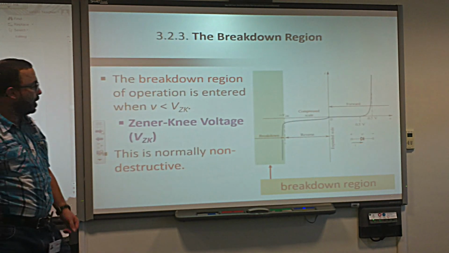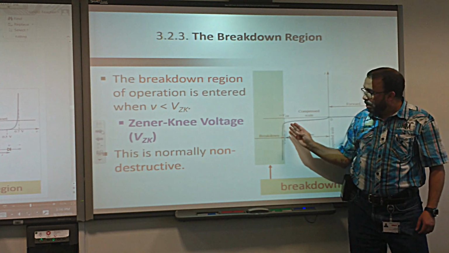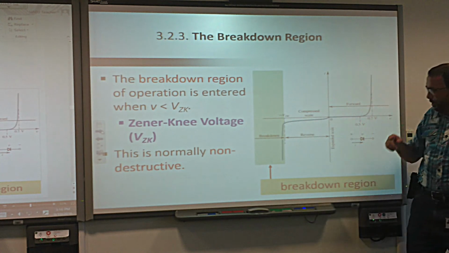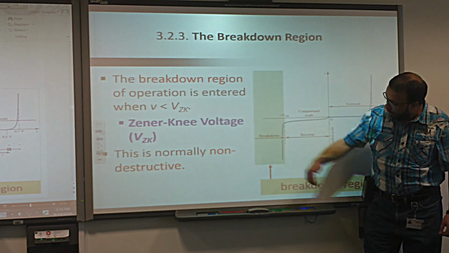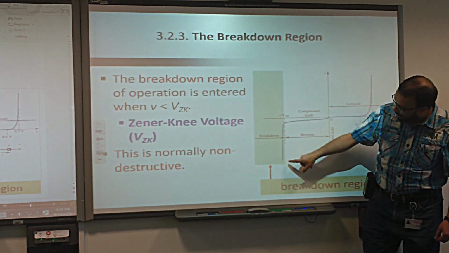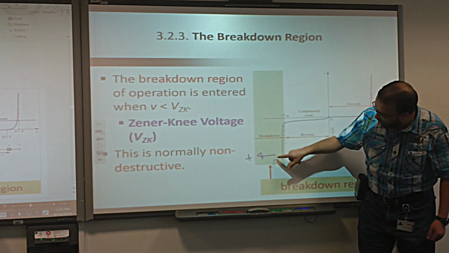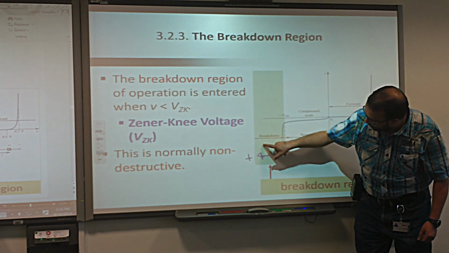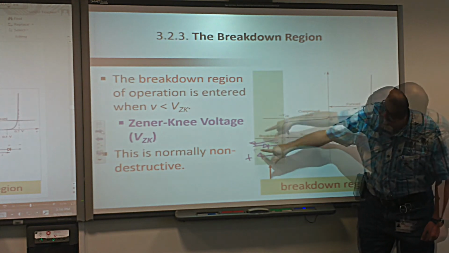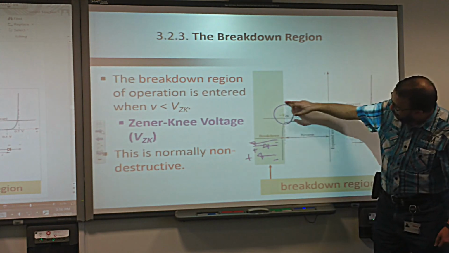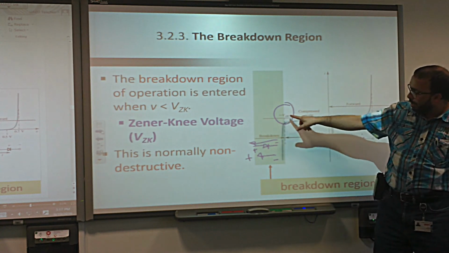Now the last zone, which is very important to know, is the breakdown. It means when we reverse bias the diode too much, we can make the diode conduct in the reverse region, and the current will go extremely high, but in the opposite direction. So in this case, the current is going from the minus to the plus, from the cathode to the anode, in the breakdown region. The value beyond which the breakdown will take place, we call the Zener knee voltage.